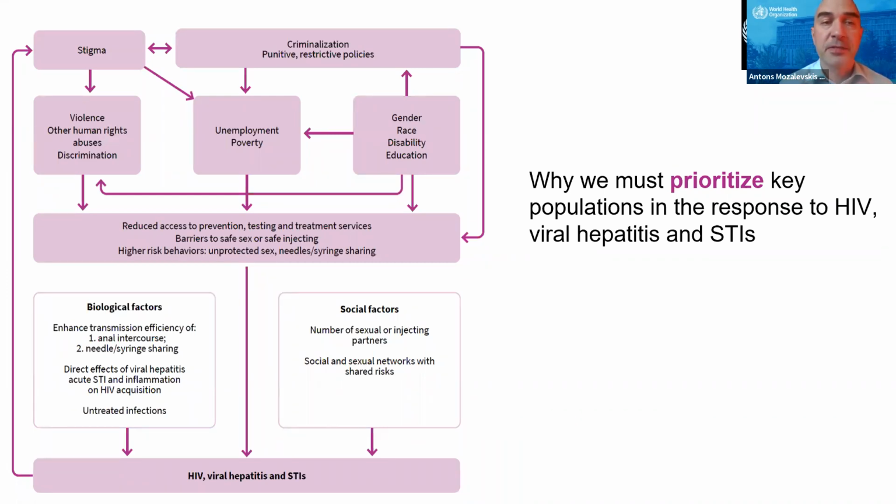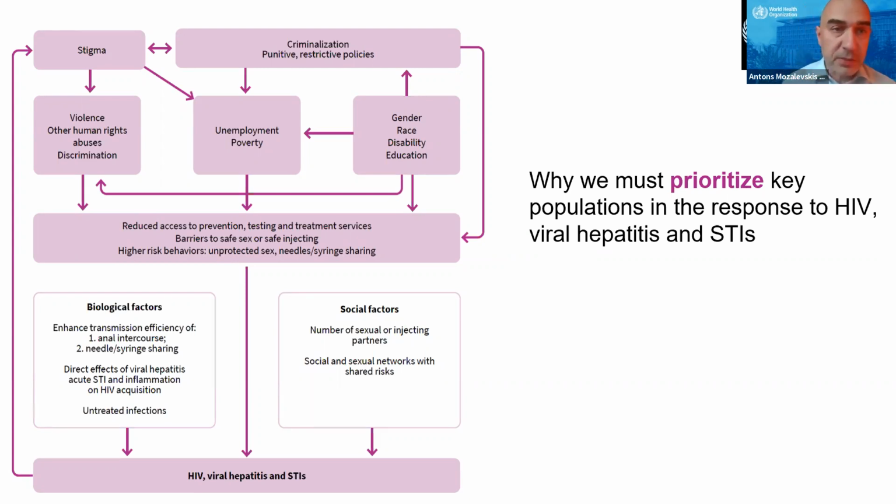There are many factors which come together and make them more vulnerable to HIV, hepatitis, and STIs. These are biological factors, social factors, but also, importantly, legal and social factors, such as criminalization, discrimination, stigma, and violence. There are also some factors which are not directly linked but often contribute to the vulnerability, such as unemployment and poverty. All those factors come together to create barriers to access prevention, testing, and treatment services for HIV, hepatitis, and STI, and put them at higher risk. Also, importantly, UNAIDS estimates show that in almost all regions and globally, key populations constitute the biggest burden of HIV infection, and for hepatitis and STI, it's the same.